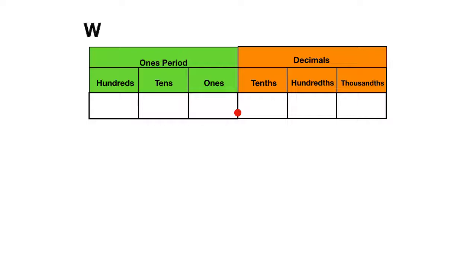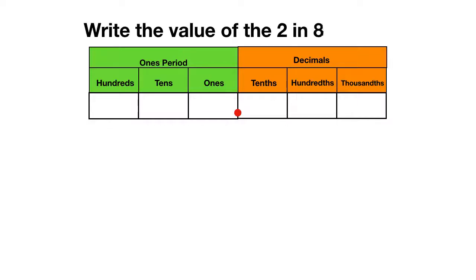Let's do one of these together. Let's say you're asked to write the value of the 2 in this number. Well, let's start by taking this number and putting it on the place value chart. We'll start by finding the decimal point and then looking right next to it at this 3. What place value should the 3 go into? The 3 will go into the ones place. Then what place value should this 9 go into? The 9 will go into the tens place. And finally, the 8 will go into the hundreds.